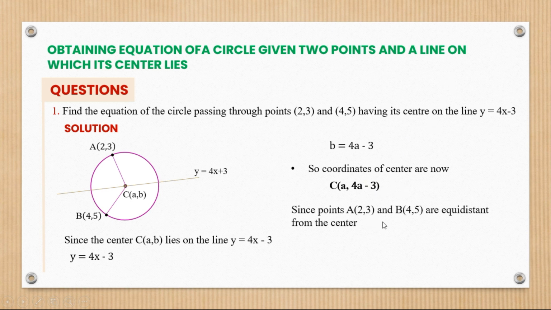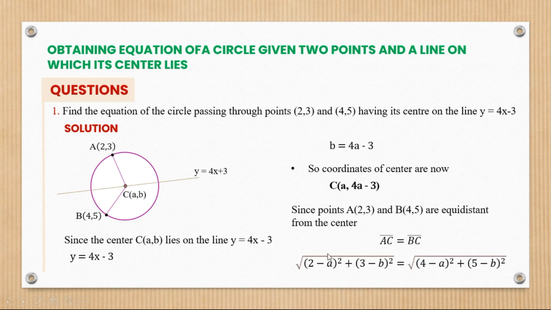Now, since the points (2, 3) and (4, 5) are equidistant from the center, that means they're the same distance from the center. It simply means that the distance AC is equal to the distance BC. To find AC, we use the formula square root of (2 minus a) squared plus (3 minus b) squared, being equal to BC, which shall be the square root of (4 minus a) squared plus (5 minus b) squared.